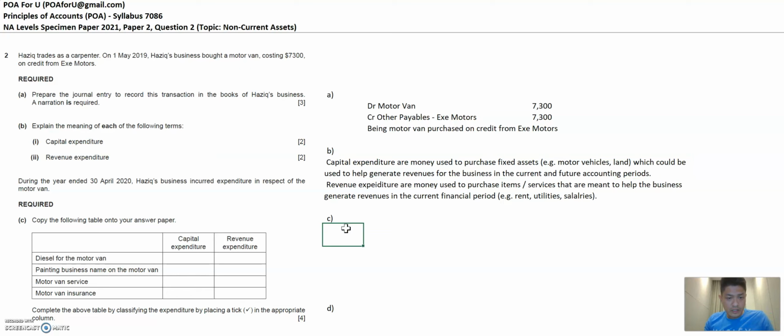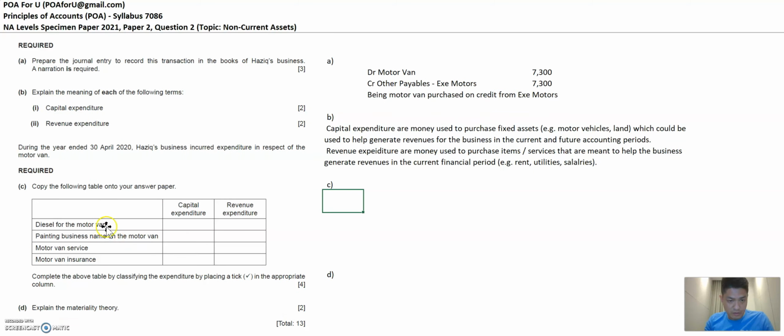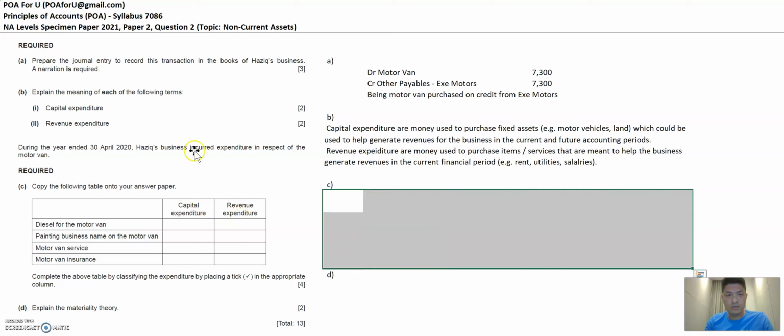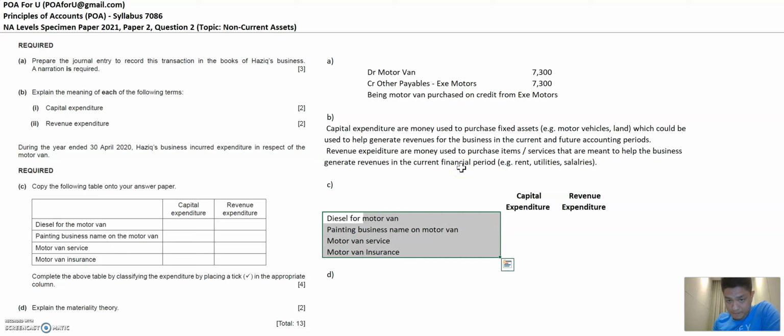The next thing we are supposed to do is to, in this table, determine whether each of it is capital or revenue in nature, right? So I'm going to copy this table over and I'm going to say, all right, so what are we thinking now? We got to think whether each of these items can benefit the business for 1 year or for many years in the future, right?